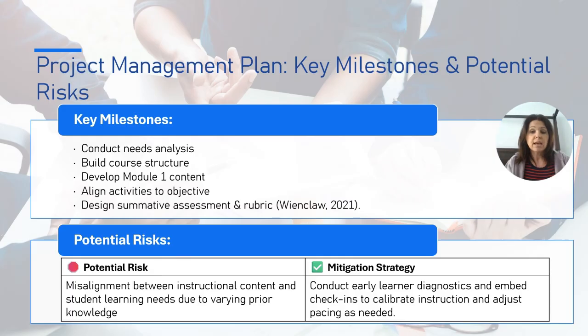Even with a well-designed module, there could be risk. One potential risk that could arise is a misalignment between the instructional content in Module 1 and the student learning needs due to varying prior knowledge. For instance, it could be too advanced for some or too basic for others. To mitigate this, we will embed diagnostic checks early in the module and adjust pacing or provide optional remediation materials accordingly.